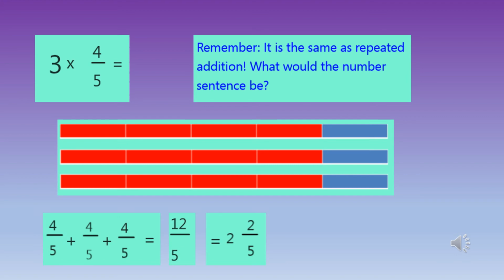So my number sentence would be 4/5 add 4/5 add 4/5 equals 12/5. Now this is an improper fraction, so I then convert it into a mixed number, which would be 2 and 2/5.